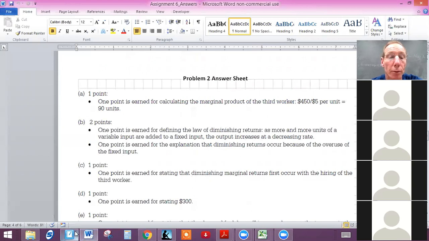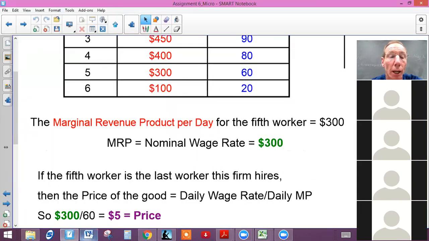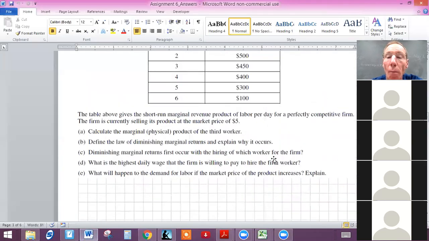Okay, let's go back over that. What is the highest daily wage that a firm is willing to pay to hire the fifth worker? Okay, well, how do we figure that out? Well, in order for them to hire the fifth worker, the wage rate needs to be equal to the marginal revenue product, okay?